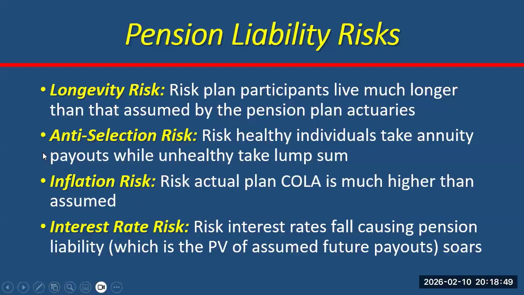There's anti-selection risk. So if you've got the greatest pension plan in the world and you turn 65 and you're in really bad health, you have a choice. You can take the pension that's going to pay you $2,000 a month until you die, or you can take a lump sum cash payment today, and you're really sick. You don't think you're going to make it more than a couple of years. What are you going to do? The lump sum or the pension? Lump sum. What if you're extremely healthy? Could live another 30 years. What are you likely to do? Take the pension.